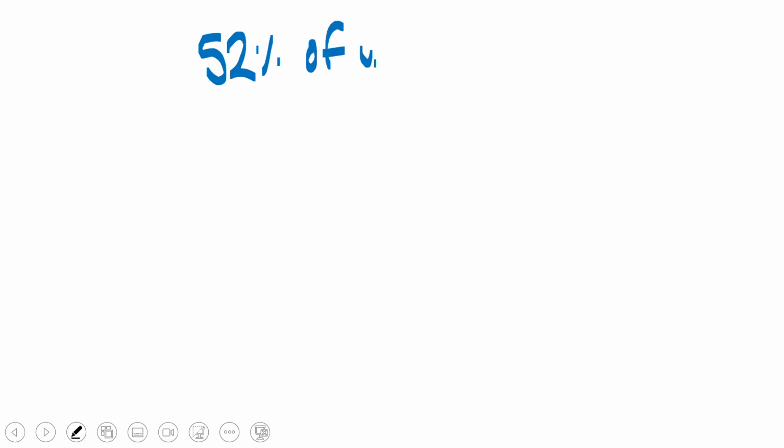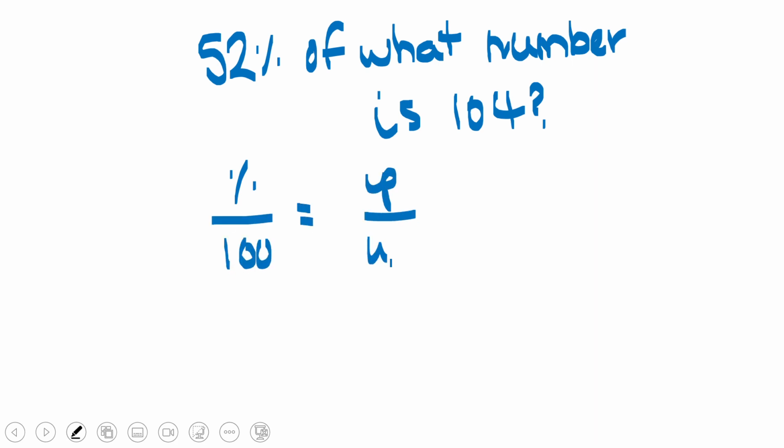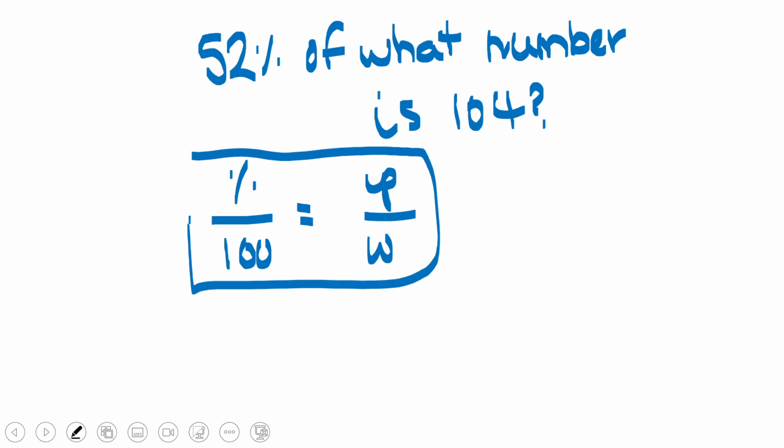All right, one more example. We have 52% of what number is 104. We're going to go through the same process, except we're going to show it as a proportion. If you're asked to solve it as a proportion, remember you have your percentage over 100 equals your part over the whole. If you don't have this down on an index card, also set it out to be working. We worked with it before.